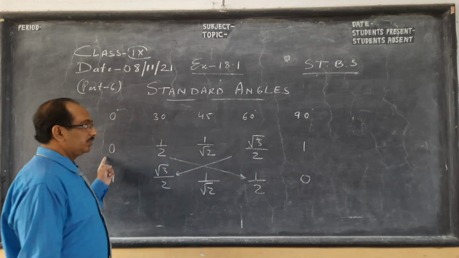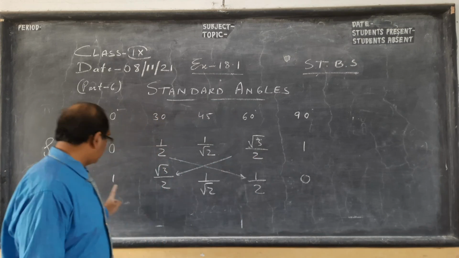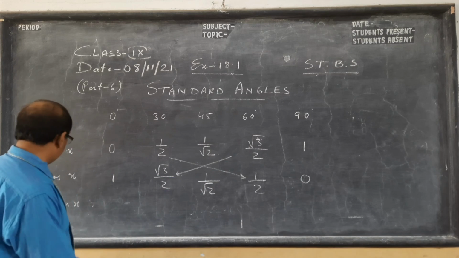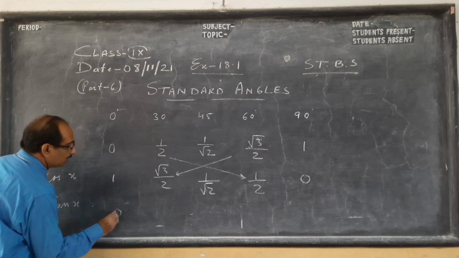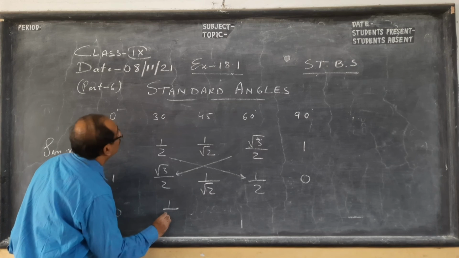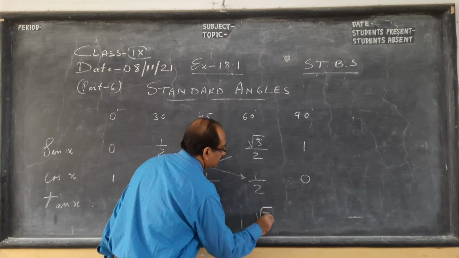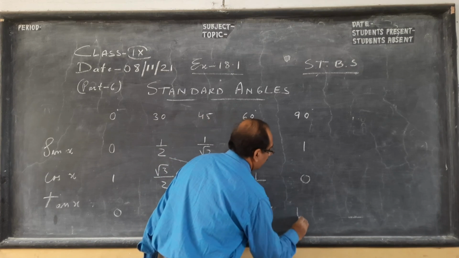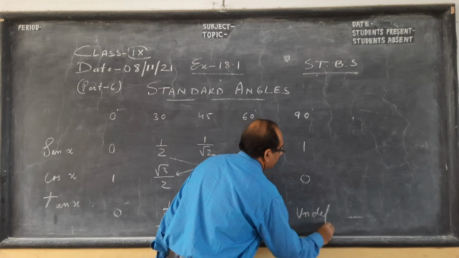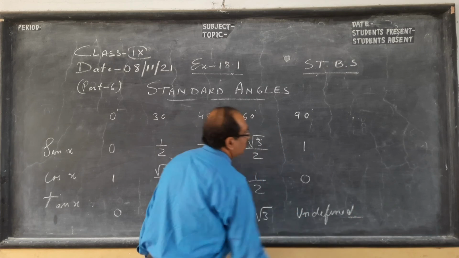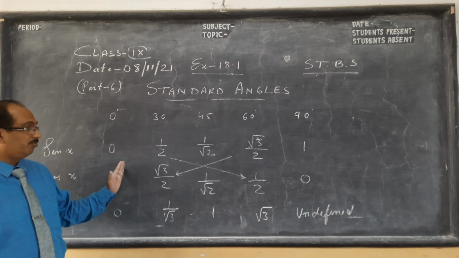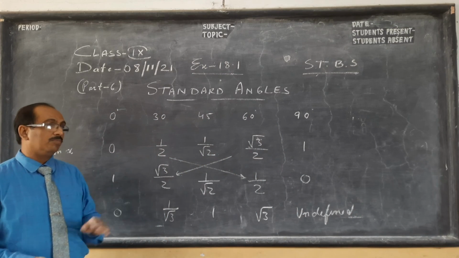So sine starts with 0 and 90 is 1, cos starts with 1 and ends with 0, and tan 0 is 0, tan 30 is 1 by root 3, tan 45 is 1, tan 60 is root 3 and tan 90 is undefined. Very important, children. This you have to remember. Mug up, you have to remember by heart.